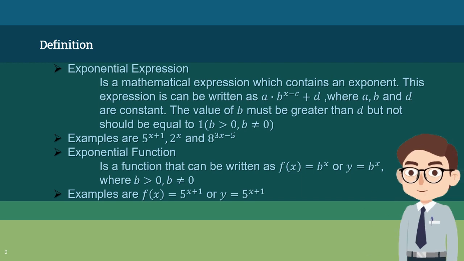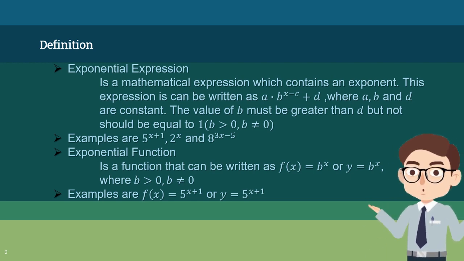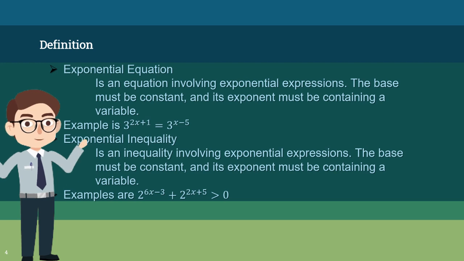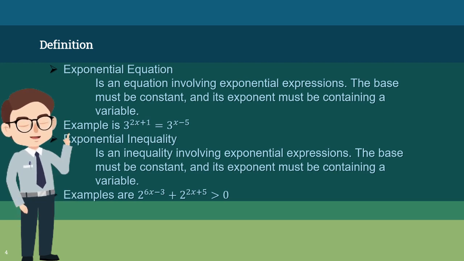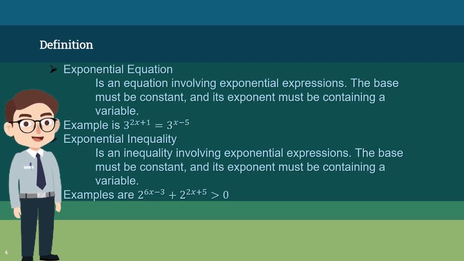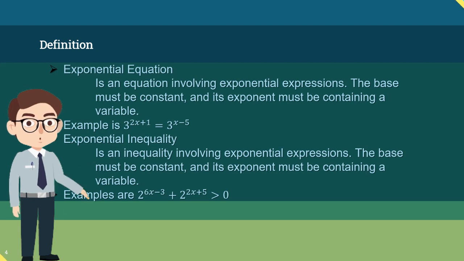Exponential function. It is a function that can be written as f of x is equal to b raised to x, or y is equal to b raised to x, where b must be greater than 0 and b must not be equal to 1. Exponential equation. It is an equation involving exponential expressions. The base must be constant and its exponent must contain a variable. Exponential inequality. It is an inequality involving exponential expressions. The base must be constant and its exponent must contain a variable.